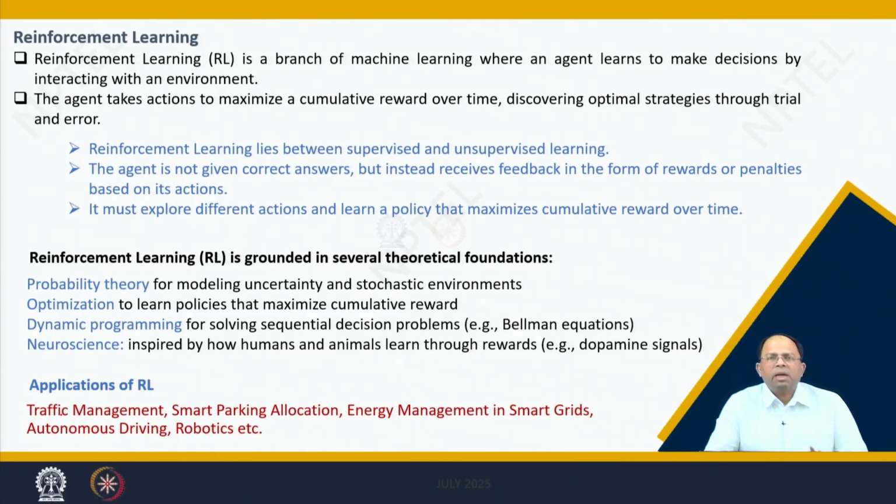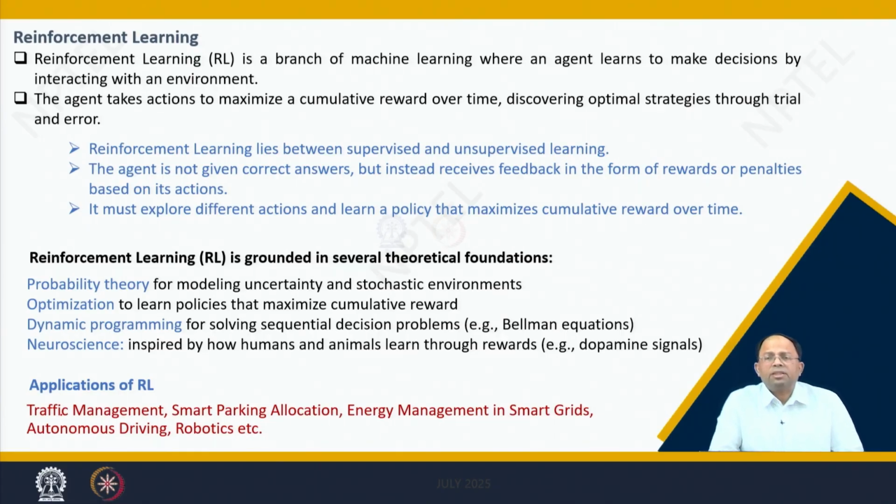So reinforcement learning lies between supervised and unsupervised learning to a certain extent, because the agent is exploring to find the right strategy in this particular case. The agent is not given correct answers, but instead it receives feedback in the form of rewards or penalties based on its action. So it will explore different actions, based on certain actions it will get some reward or some penalties, and accordingly it will take a decision of what to adopt.